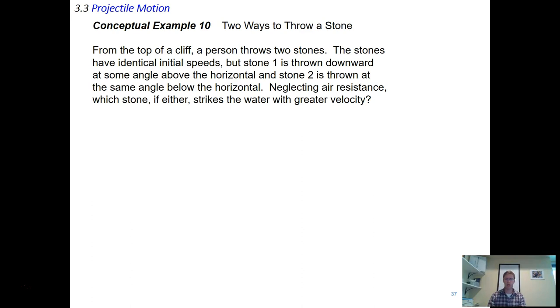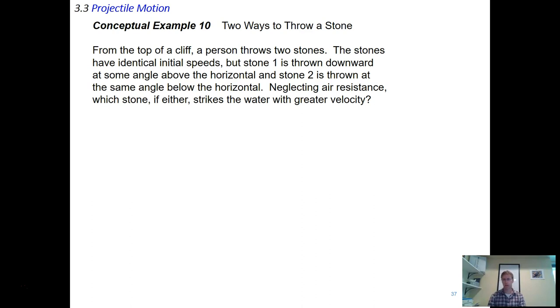My question to you all is, which one is going to hit the water moving faster? The one you throw up or the one you throw down? What do you think? Think about it, pause it if you want. Talk with a friend if you have one, or go find mom or your brother or your roommate or your pal, or call up your girlfriend or boyfriend, I don't care. Talk to somebody, what do you think?